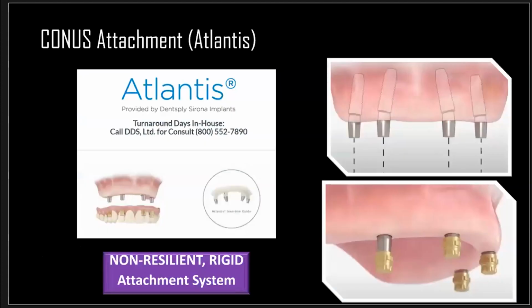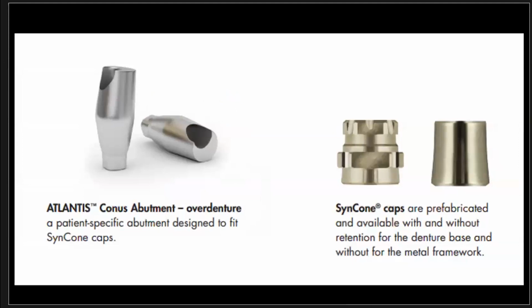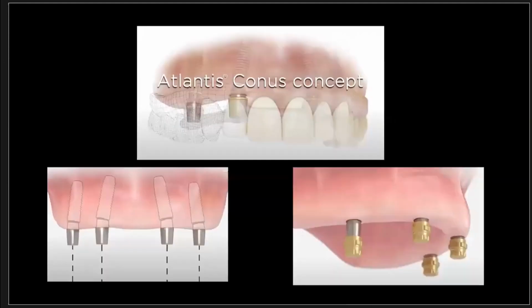One attachment that I've used in my practice is the conus attachment. This is an independent attachment that gives you the stability similar to a bar overdenture, but it's independent. It's non-resilient rigid, so it's going to function like a fixed prosthesis, but it's going to require a little less space. And the way this works is you'll take an implant level impression, and then the lab is going to make a customized abutment for your case that will fit very, very snug with the male attachment within the denture. So these are customized abutments that are meant to be parallel with one another.